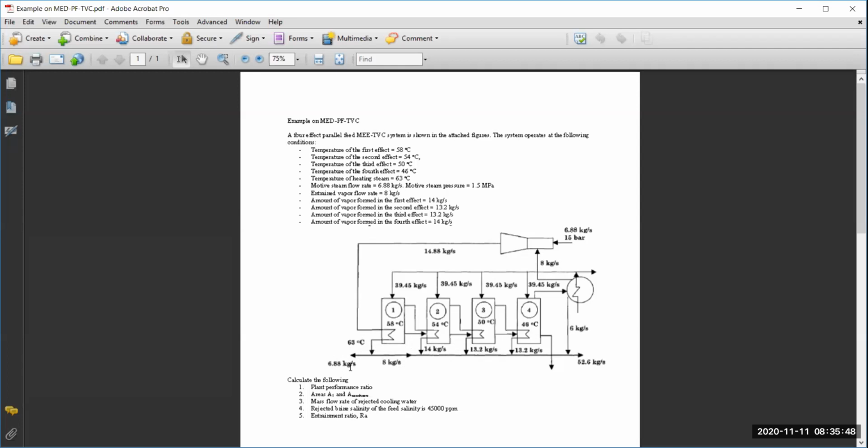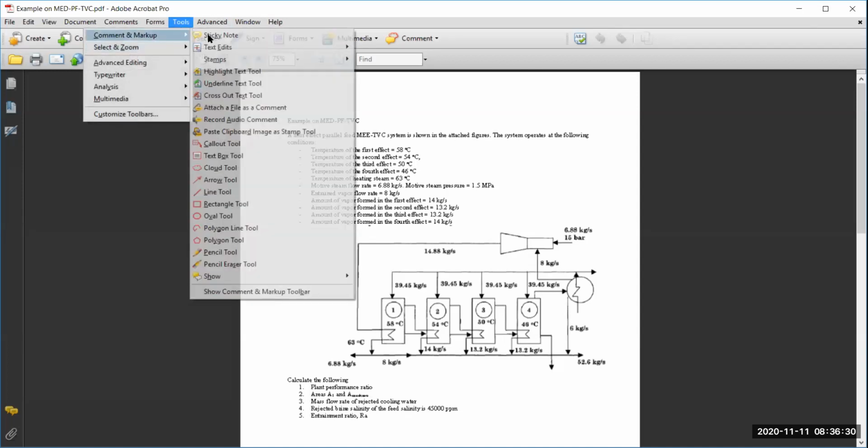Now, what is needed in terms of calculation is the following: the plant performance ratio, the area of effect number 1, area 1, and area of the condenser, mass flow rate of the rejected cooling water. You know, the cooling water enters here. It is preheated to the feed temperature, and then part of it is returned to the sea, whereas the feed is going to be distributed equally to each one of these effects. So the quantity which is rejected is what's needed here, and the entrainment ratio, RA. So these are the values that are requested in this example.